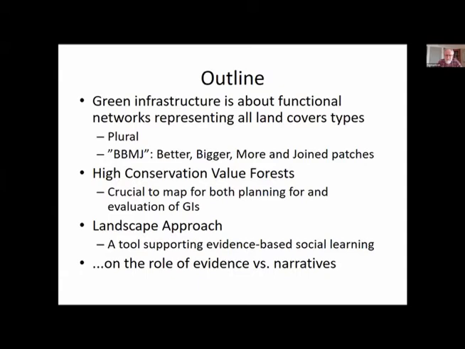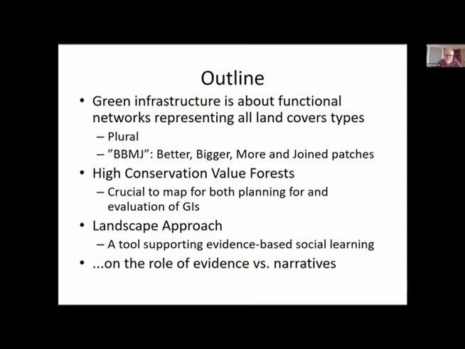all land covers consist of patches, and if they are better, so higher quality from the point of view of particular species perhaps or function, if they are bigger, if there is more of them, and if they are joined, are four very important criteria which all have to be considered. Sometimes researchers debate which is which, but they are all important.